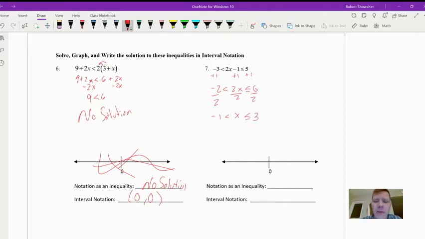All right, let's graph it. Negative 1, open circle, because it's not the underlined part. 3, closed circle, because it is the underlined part, and we want x to be in between. Now the notation as an inequality. It's up there. We're just writing it on the line because we already solved it. Now, interval notation. We have an open circle at negative 1. That's where it starts over here. And we go all the way to 3 with a closed circle, because it's filled in and it has the equal sign.